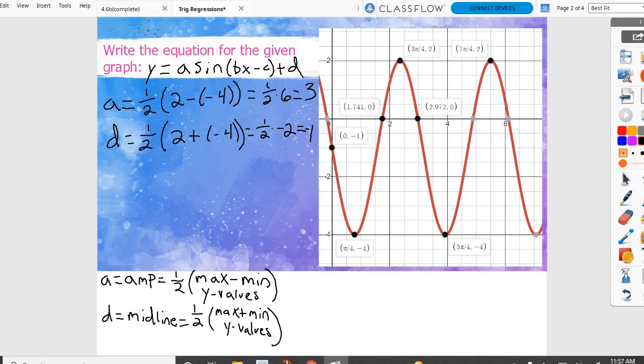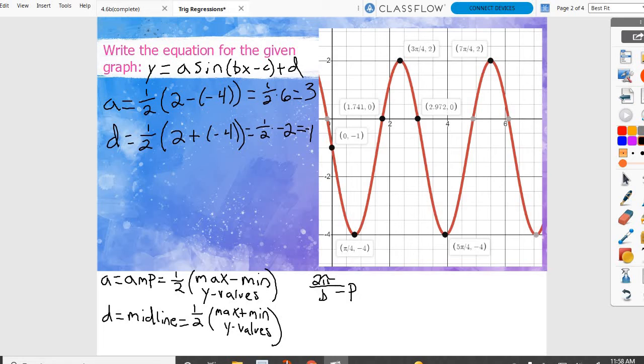So then what's next? We have to move to the inside stuff. Which one do we want to look at first? B, sure. What does B give us? The period of a graph. Now, normally we take 2 pi and divide by B, and that gives us the period of the graph.